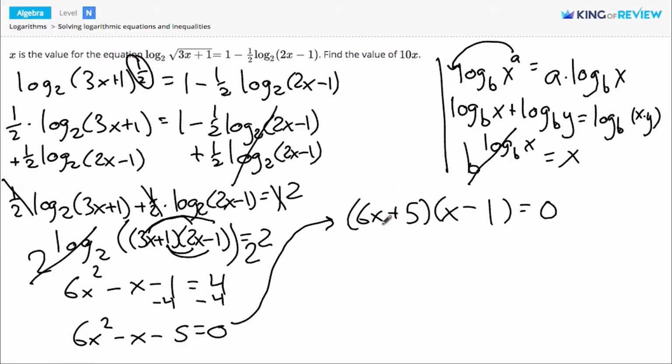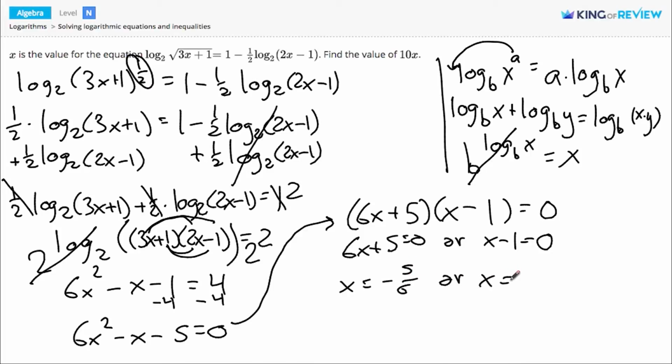So this means that either 6x plus 5 equals 0 or x minus 1 equals 0. One of these two factors has to equal 0. If we solve this first equation, we get x equals negative 5/6. If we solve the second, we get x equals 1. But I'm not sure both of these will work, because there's something else we know about logs.